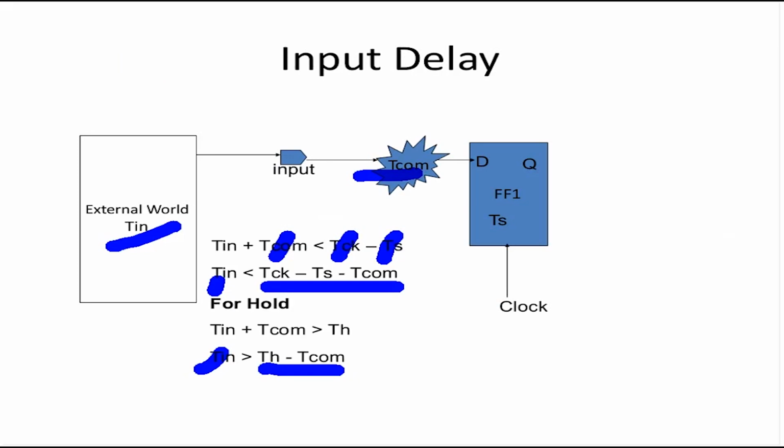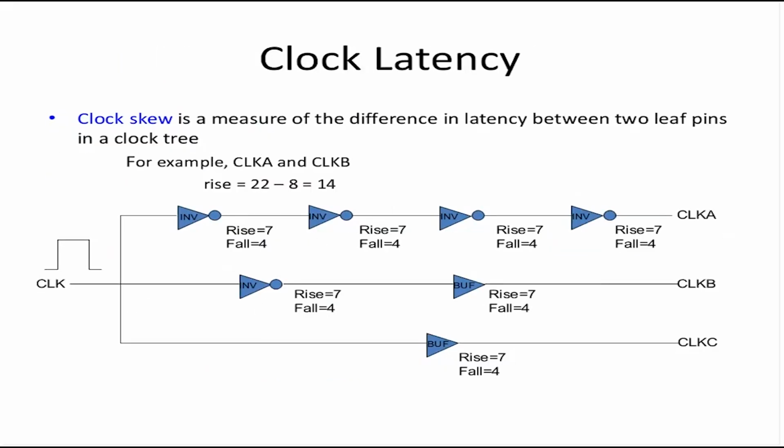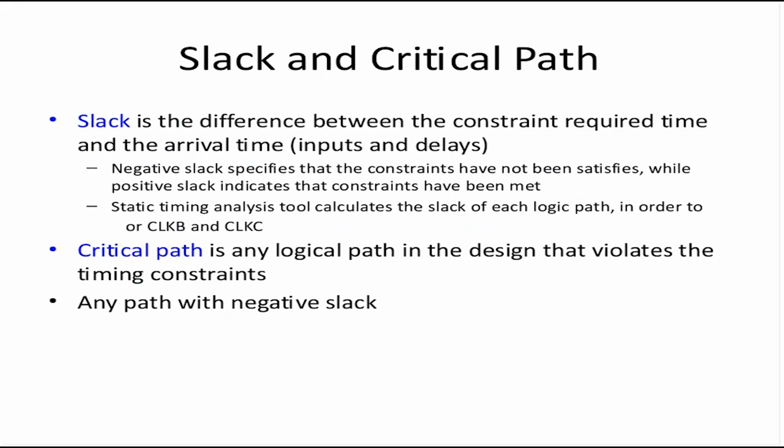So we saw clock latency and clock skew. We have also discussed slack and critical path. Slack is the difference between the path delay and the constraint. Negative slack means that the constraint has not been satisfied. Positive slack indicates that the constraint is met. The tool calculates the slack of each timing path in order to find the critical path. A critical path is any logic path that violates timing constraints. Any path with negative slack is called a critical path. There can be multiple critical paths.